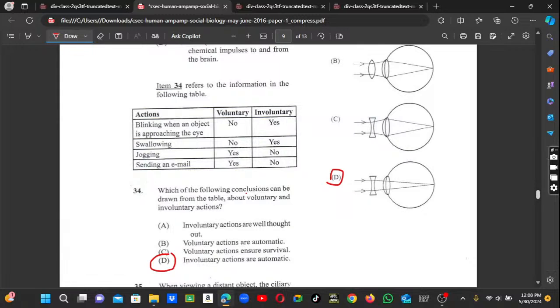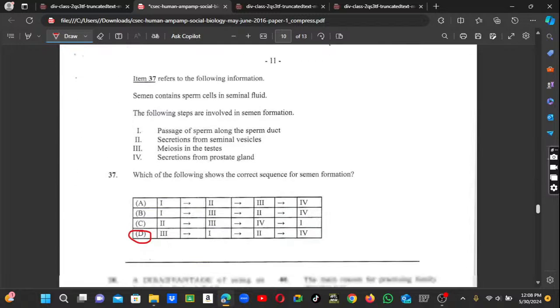All right, good. Hope everyone is paying attention. Moving along, number 37. It refers to the following information. Semen contains sperm cells. We're talking about seminal fluid, right? The following steps are involved in semen formation. Here we're going to choose and see the sequence of the semen formation.